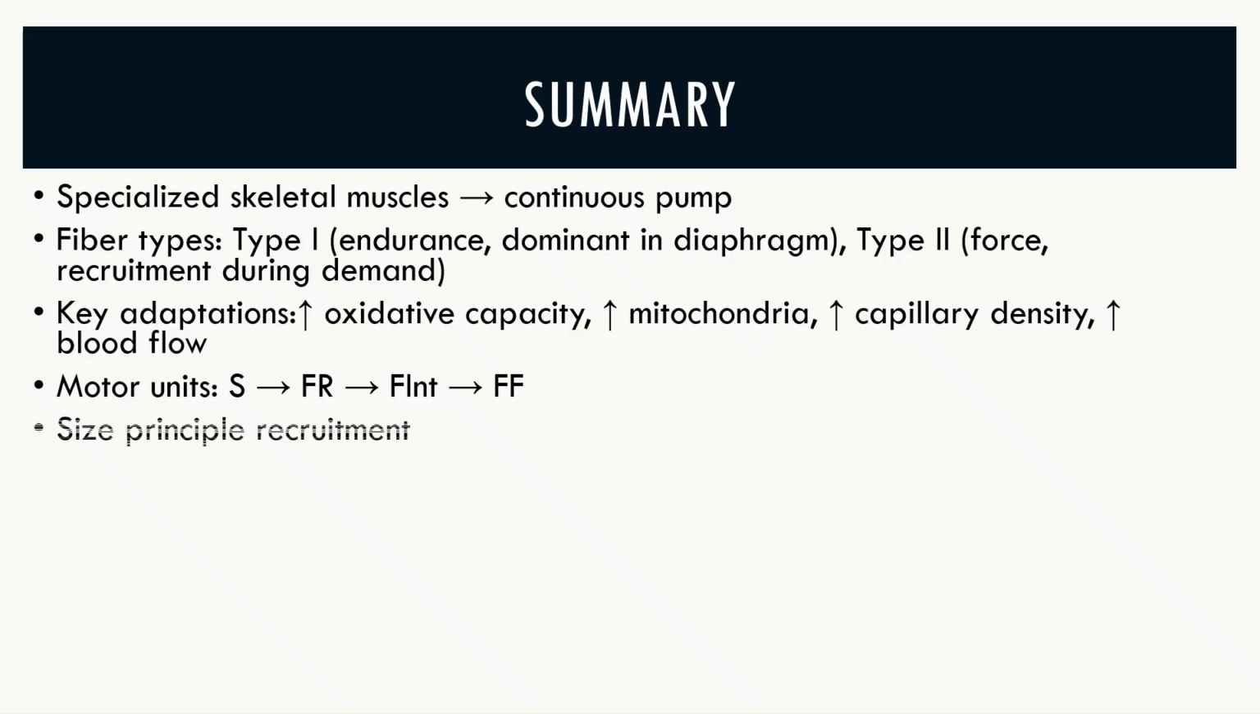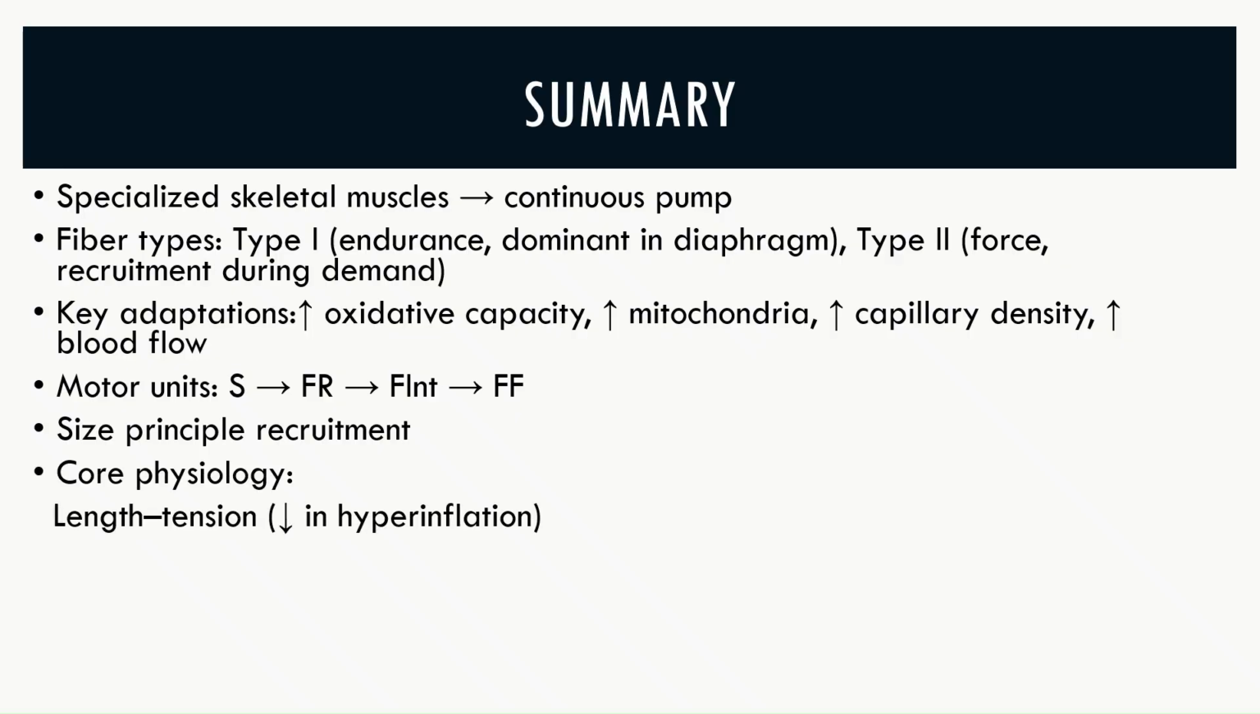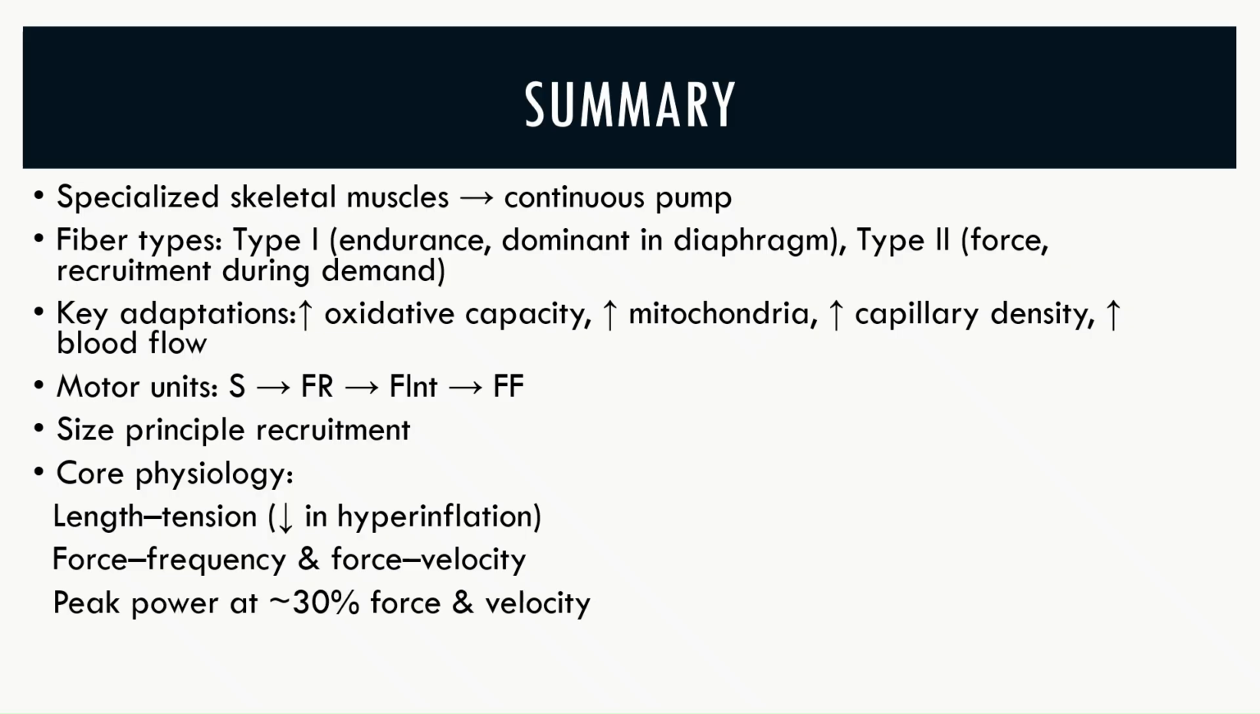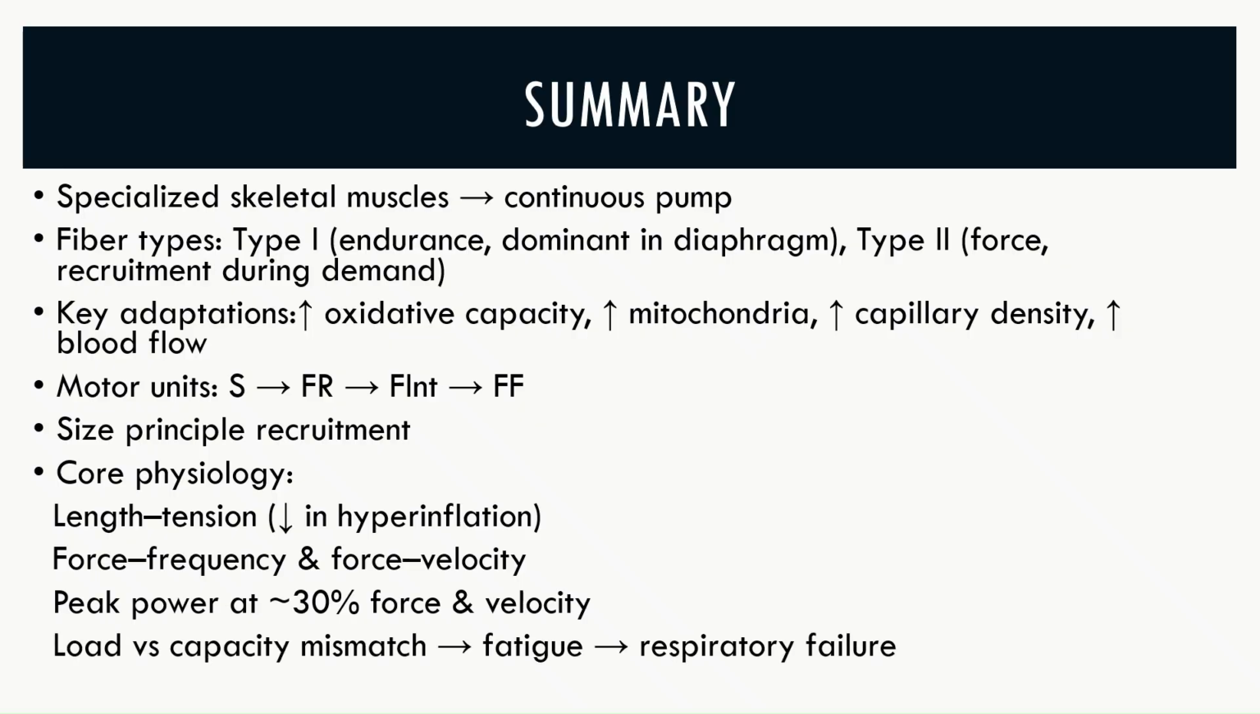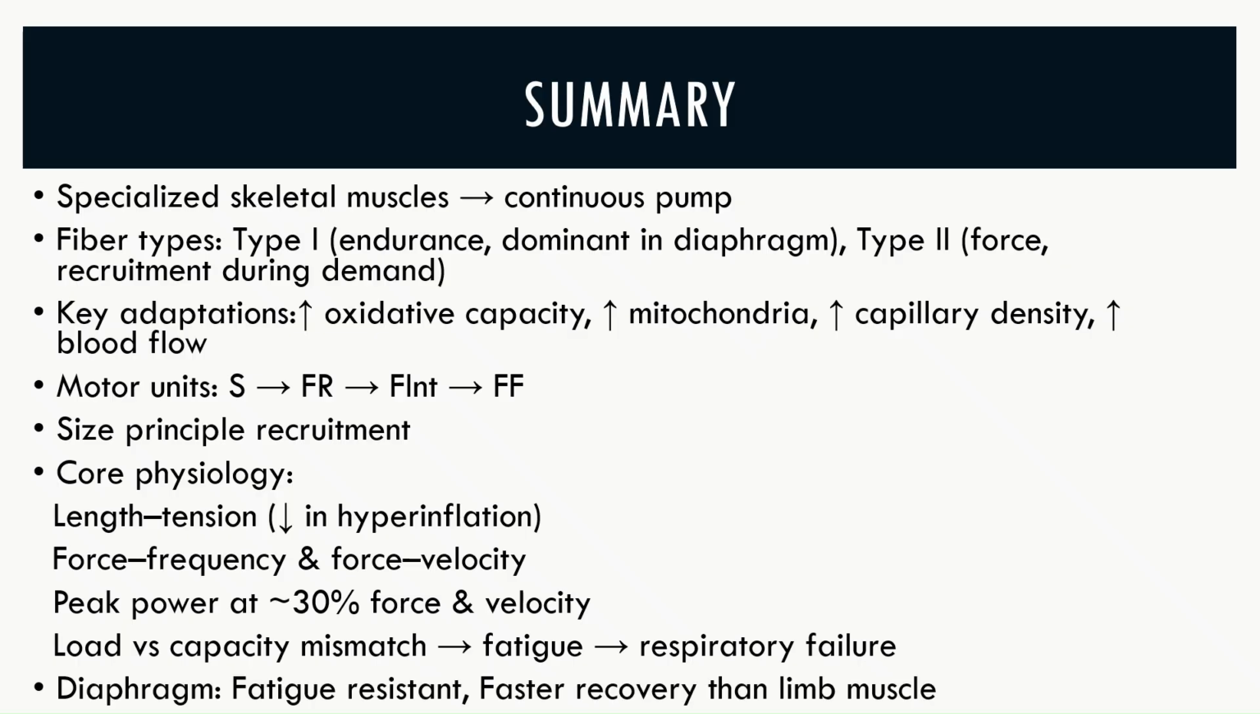Functionally, performance depends on length-tension, force-frequency, and force-velocity relationships, with peak power generated at around 30% of maximal force and velocity. In conditions like hyperinflation, diaphragm shortening reduces force generation. Ultimately, respiratory failure occurs when load exceeds muscle capacity. The diaphragm, however, is highly fatigue resistant and recovers faster than limb muscles.